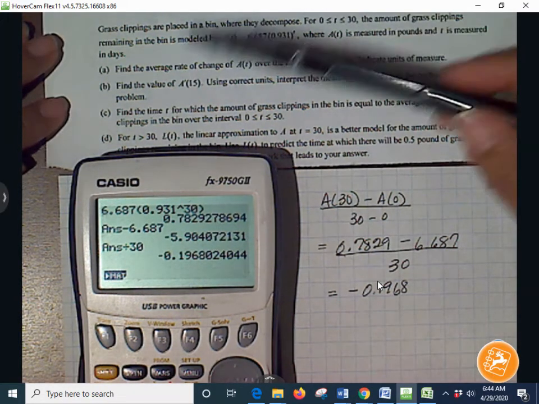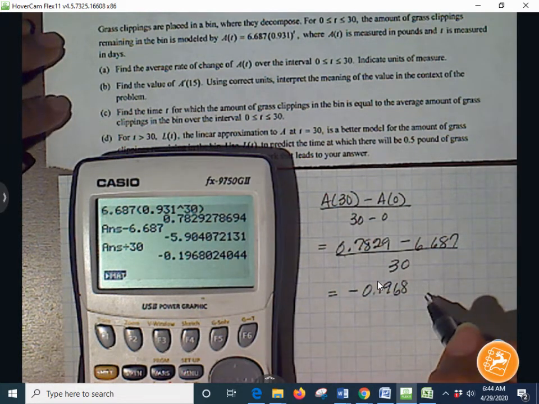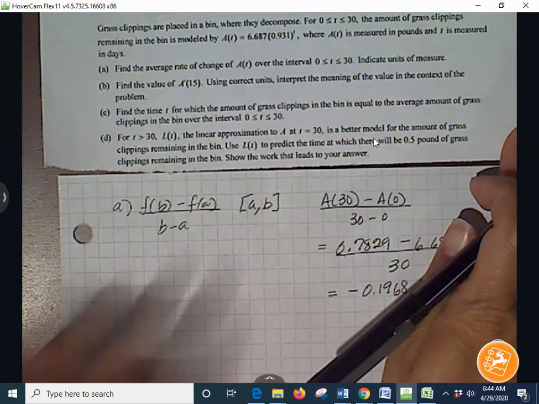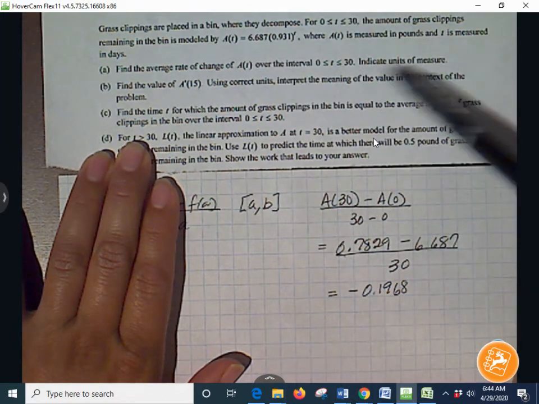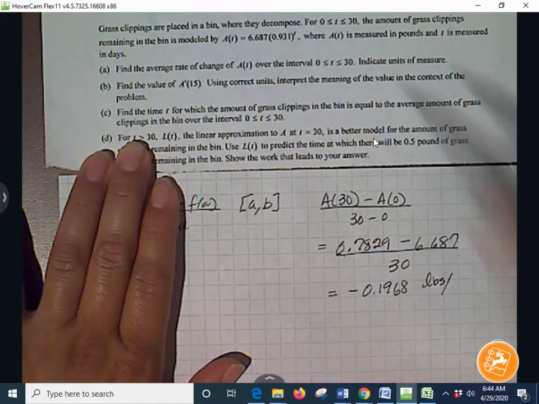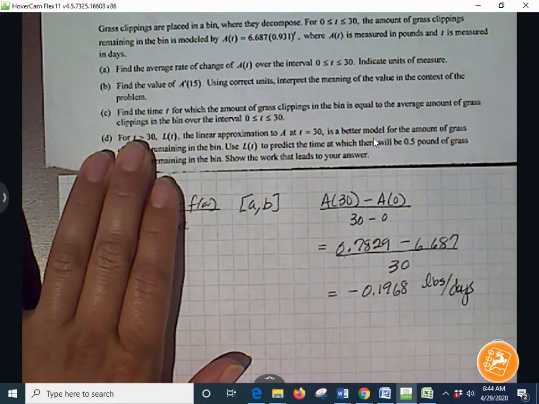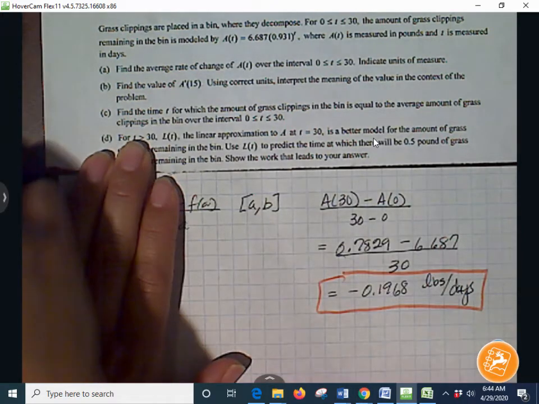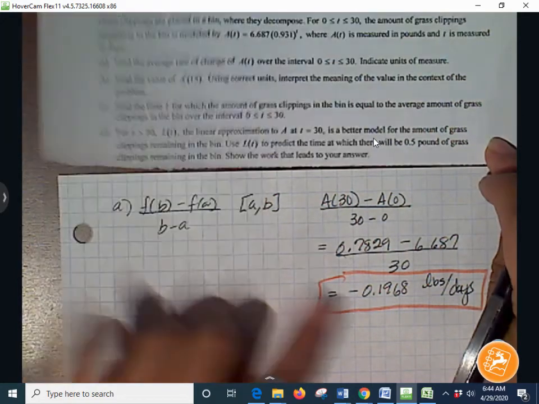Let me just reread the question. Find the average rate of change of this. I did. Indicate the units of measure. Okay, so I need to indicate the units of measure. The numerator is A of t, and A of t is measured in pounds. The denominator is t, which is measured in days. So my average rate of change is this, which makes sense because since it's decomposing, it should be decreasing in pounds per day, right? And it's decreasing because it's negative.